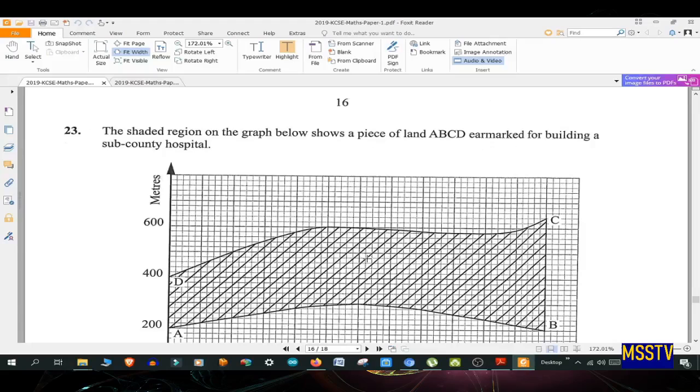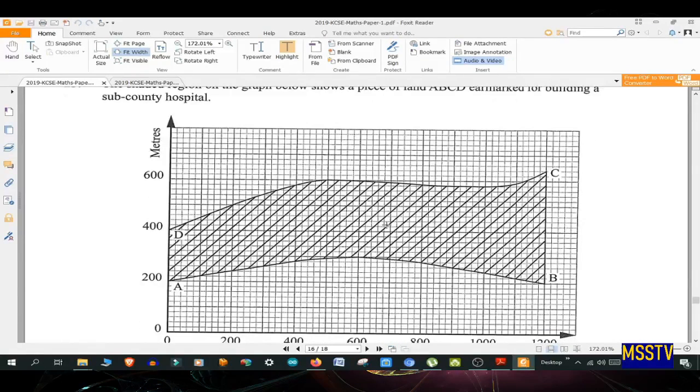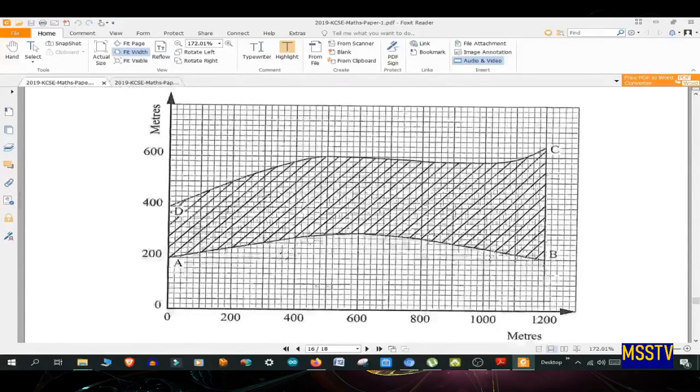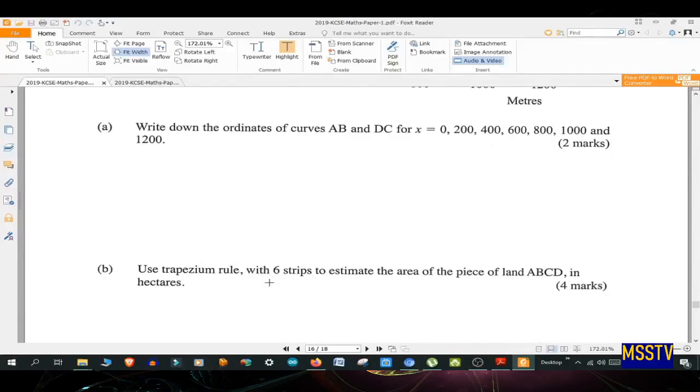Question 23, the shaded region of the graph below shows a piece of land, ABCD, earmarked for building a sub-county hospital. Write down the coordinates of curves AB and DC for x is 0, 200, 400, 600, and so on. So again, this is a question that talks about calculus. We can find the area under the curve using either the trapezium rule, the mid-ordinate rule, or using integration techniques. So again, we are coming back to that.